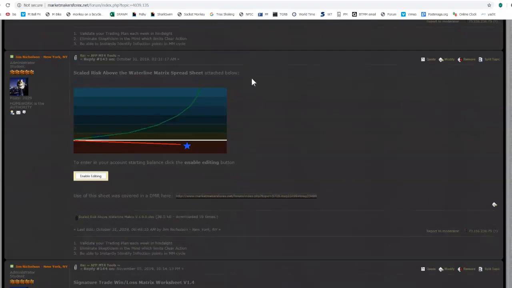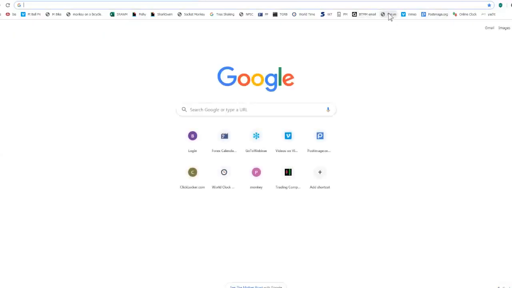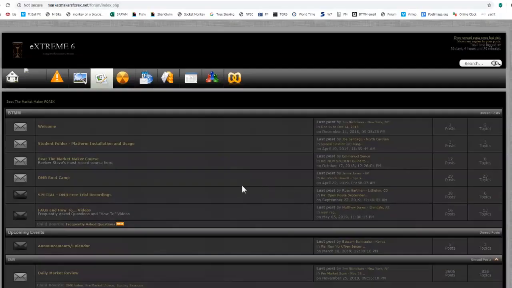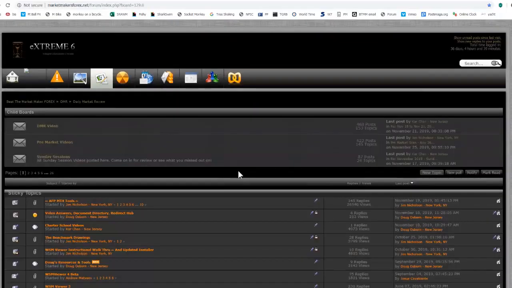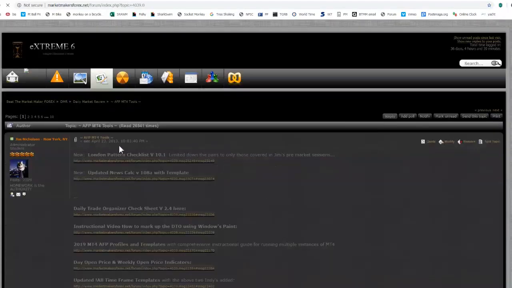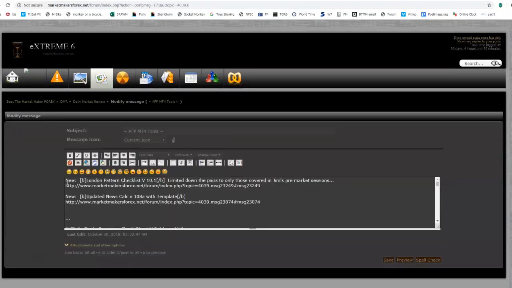So let's do this. So, scaled risk above the waterline spreadsheet. I guess I don't need to do this with you guys here, but I might as well because it's something that's super important for your trading. Both of these spreadsheets are going to be super important, so I want to make sure you know exactly where they are. And we don't cover navigation in the forum quite enough. So here's your London pattern checklist. Let's get the sheet in here. I'm going to modify this, and we'll just put it right above all this.